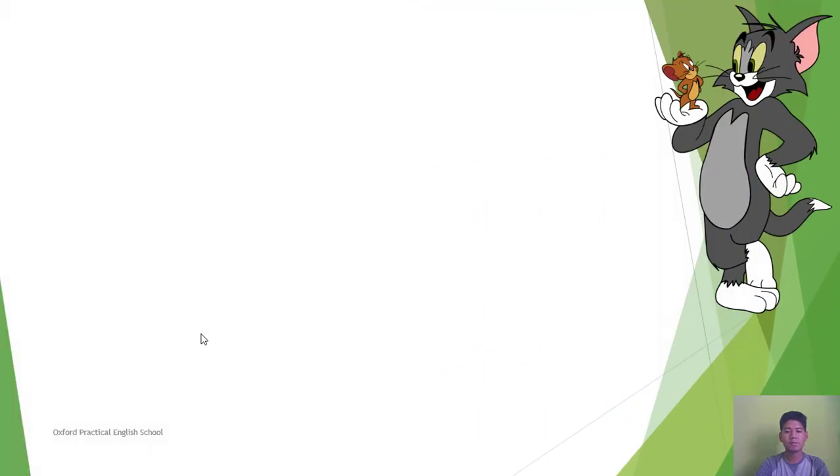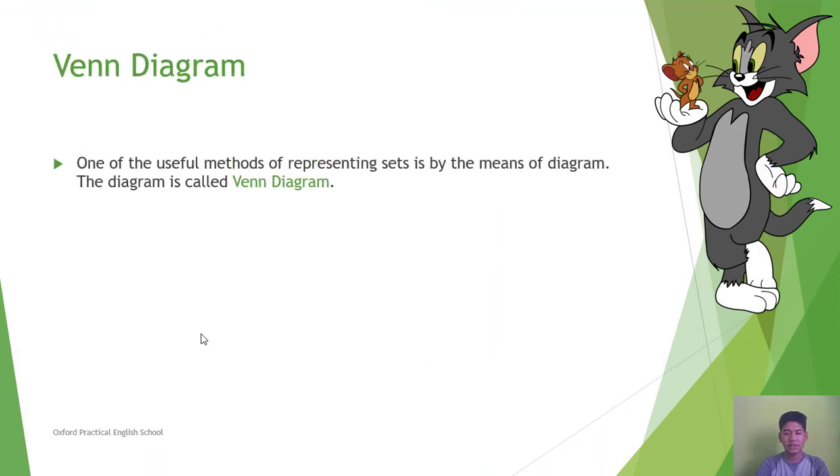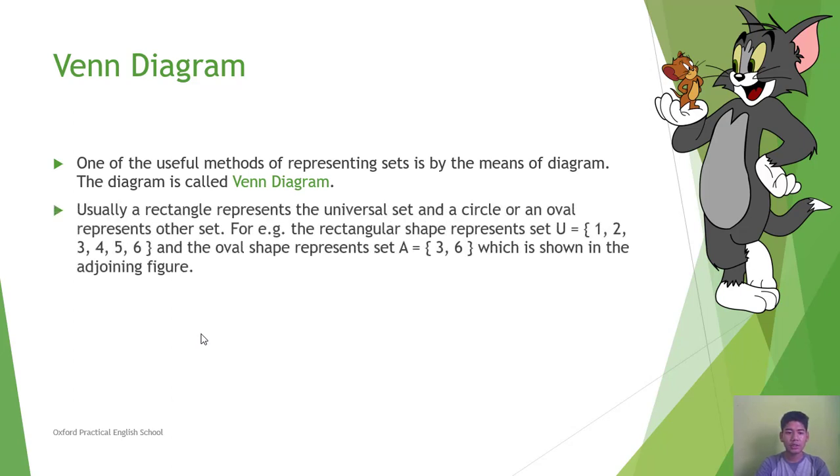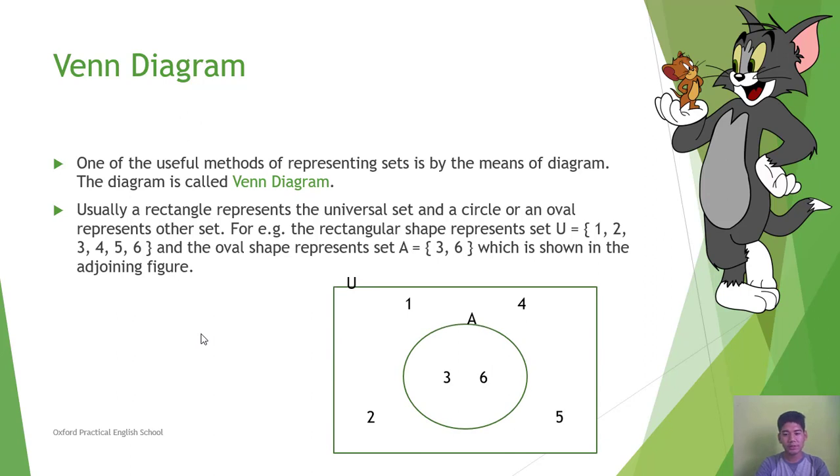Venn diagram. One of the useful methods of representing sets is by means of a diagram. The diagram is called a Venn diagram. Usually, a rectangle represents the universal set and a circle or an oval represents other sets. For example, the rectangular shape represents set U. The elements are 1, 2, 3, 4, 5, 6. And the oval shape represents set A. The elements are 3 and 6, which is shown in the adjoining figure. The rectangular figure represents the universal set and the oval shape represents set A here.